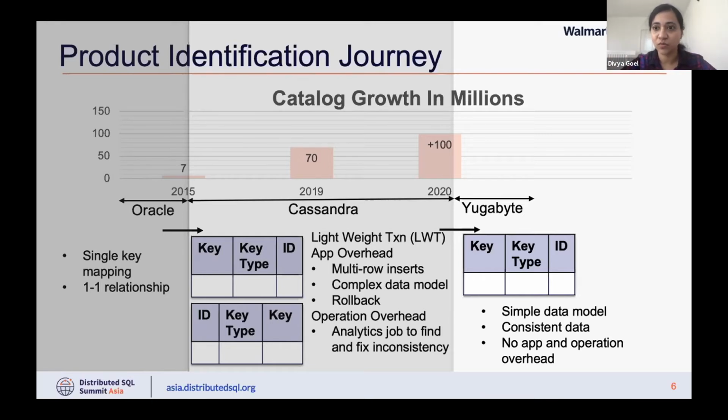So last year we decided to move to Yugabyte. The data model was a lot simplified. We had a single key, a single table to do both the primary key lookup and the secondary key lookups. The data became consistent. We had no app and operation overhead.